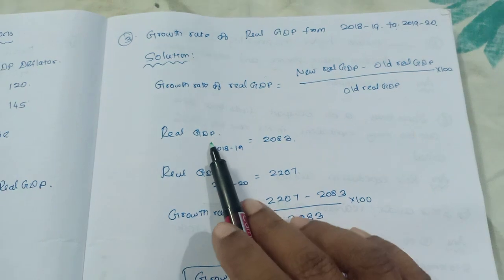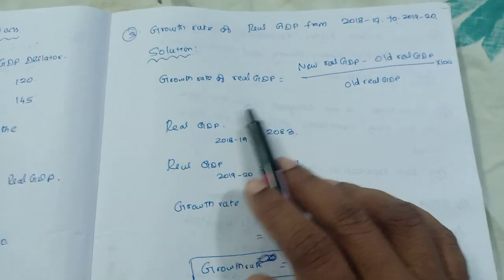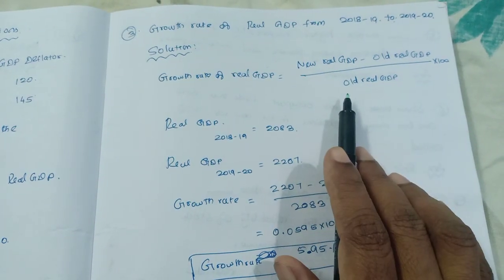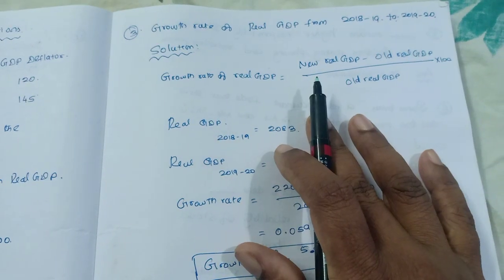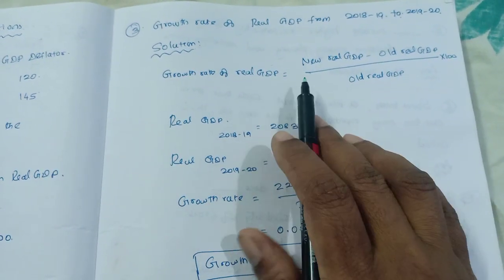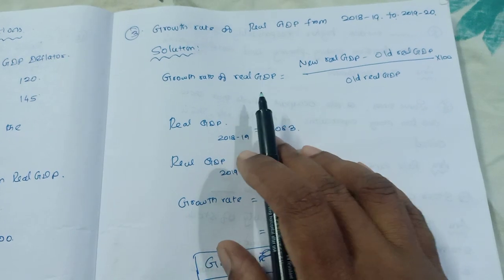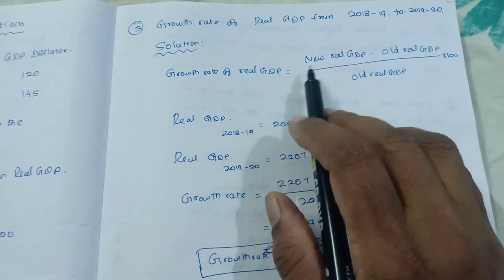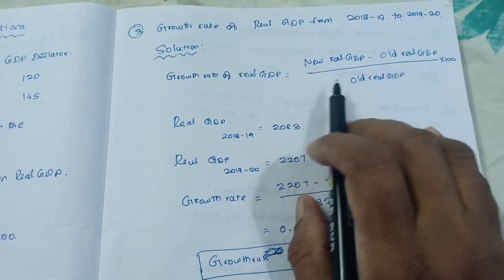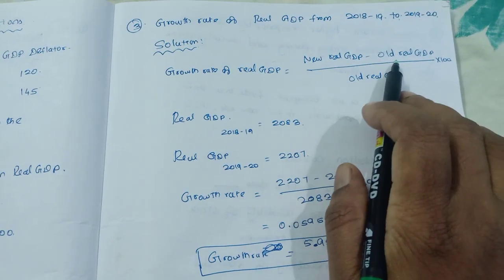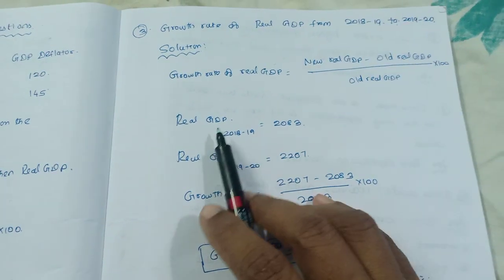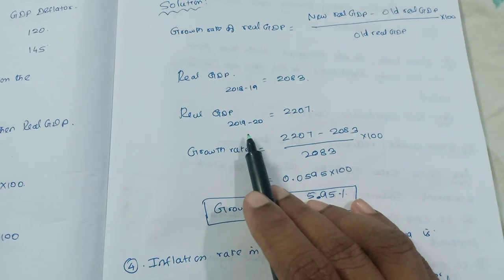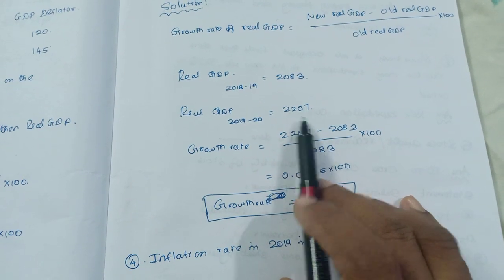And next one, growth rate of real GDP from 2018 to 19 and 2019 to 20. Usually the growth rate is defined as new minus old divided by old. This is a formula for all the growth rates. Growth rate of real GDP or nominal GDP or any other thing, it is the same formula. Growth rate of real GDP is new real GDP minus old real GDP divided by old real GDP into 100. Real GDP for the year 2018 to 19 is 2083. We have found this. And real GDP for the year 2019 to 20 is 2207. This is also we have found.